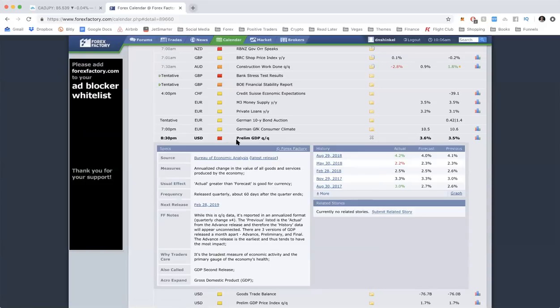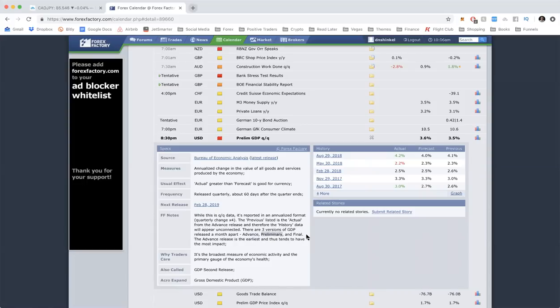Just know that there's an advanced GDP. You can actually see right here: advanced GDP, preliminary GDP, and a final GDP. It says right here, there are 3 versions of GDP released a month apart. It says the advanced GDP is the earliest and thus tends to have the most impact. The advanced is where it creates that sentiment in the market. Preliminary is just before the final, of course.